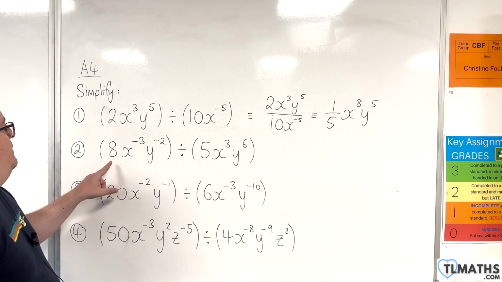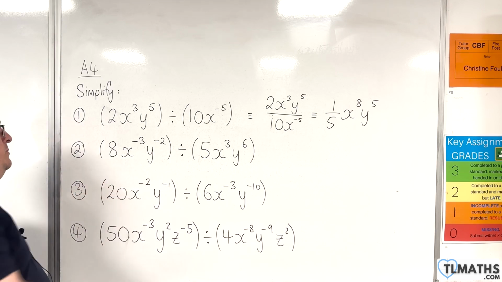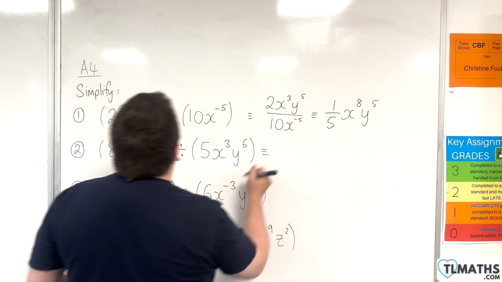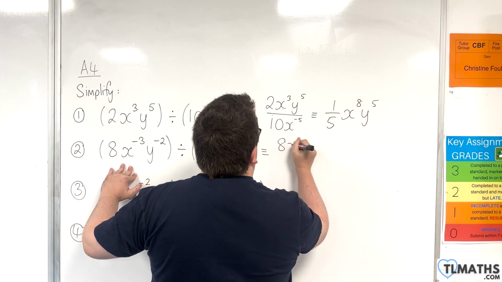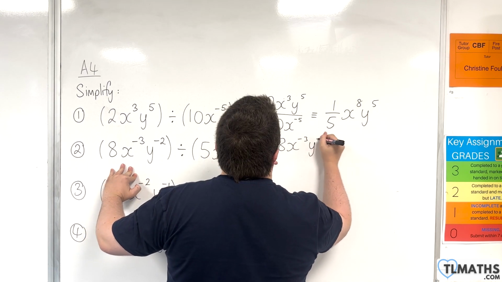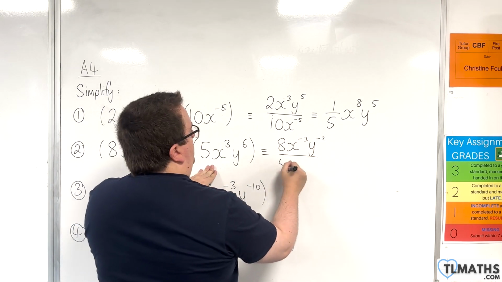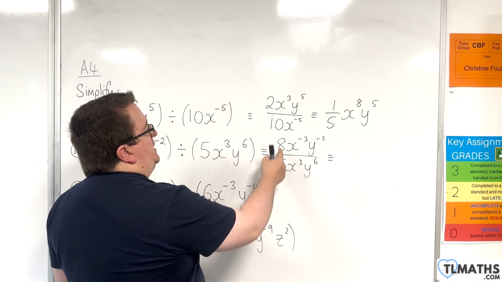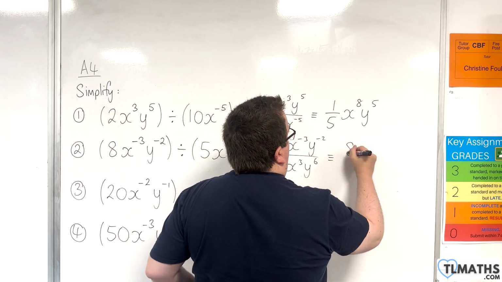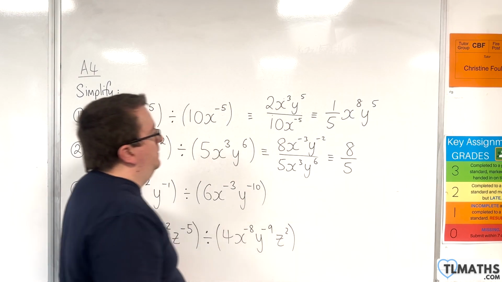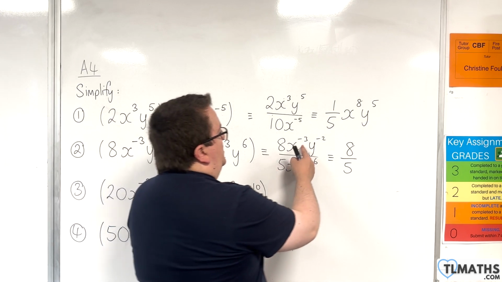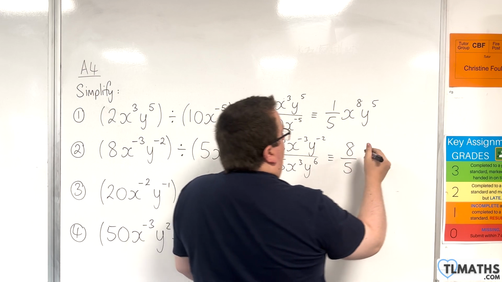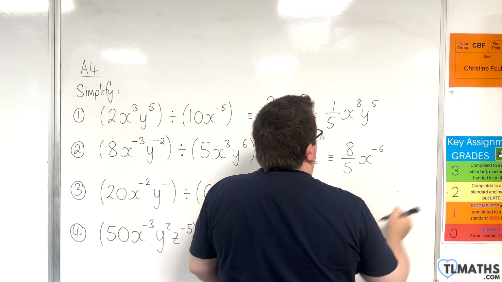Number 2, we have 8x to the minus 3, y to the minus 2, divided by 5x cubed, y to the 6. So I'll write it as a fraction first. So 8x to the minus 3, y to the minus 2, over 5x cubed, y to the 6. So first of all, 8 divided by 5, I'm just going to leave that as a fraction, 8/5. Then we have x to the minus 3 divided by x cubed. So minus 3 take away 3 is minus 6. So x to the minus 6.